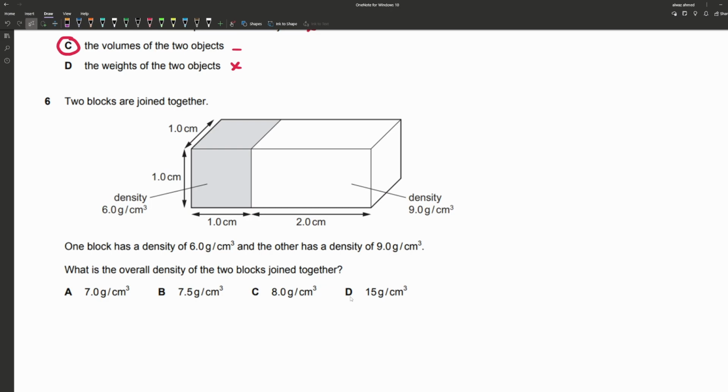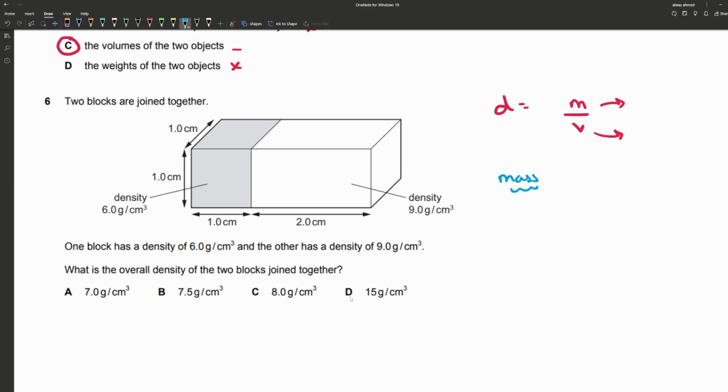Okay, the next question says two blocks are joined together. One block has a density of 6 gram per centimeter cube and the other has a density of 9 gram per centimeter cube. What is the overall density of the two blocks joined together? So density is equal to mass over volume. So we need to calculate the mass for both the objects, and then we have to calculate the volume for both the objects, and then we're going to put it into this formula, and then we're going to calculate the density of the total two blocks joined together.